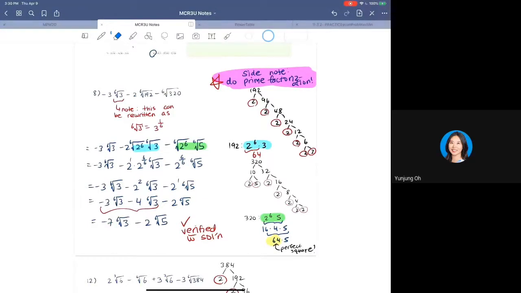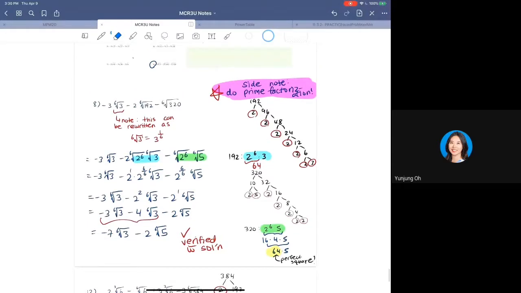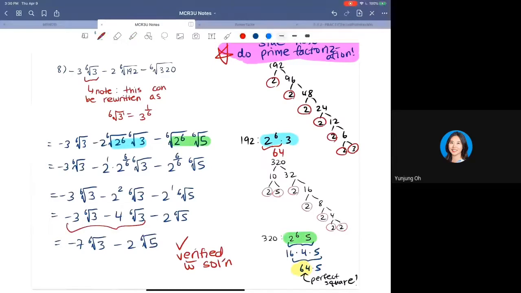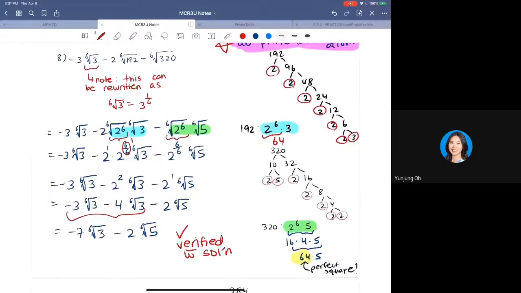The benefit of doing that is, remember how I can write my radical sign as an exponent fraction? I can write this part right here as 2 to the exponent 6 over 6, and over here as that as well. In that case, I can simplify: 6 over 6 is 1. Remember, when you multiply powers of the same base, 2 to the 1 times 2 to the 1 is 2 to the 2. And 2 squared is 4. So I have all of that.